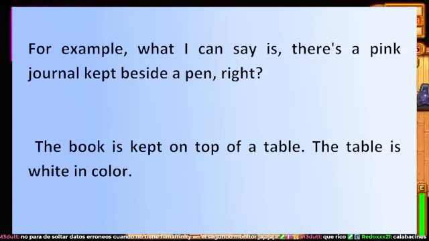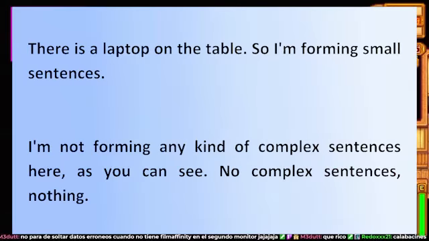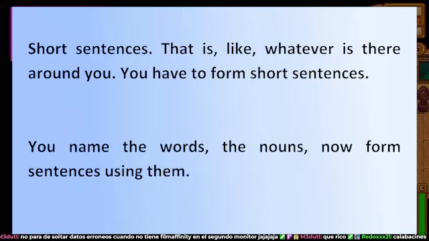For example, what I can say is, there's a pink journal kept beside a pen, right? The book is kept on top of a table. The table is white in color. There is a laptop on the table. So I'm forming small sentences. I'm not forming any kind of complex sentences here, as you can see. No complex sentences, nothing. Short sentences. That is like whatever is there around you. You have to form short sentences.